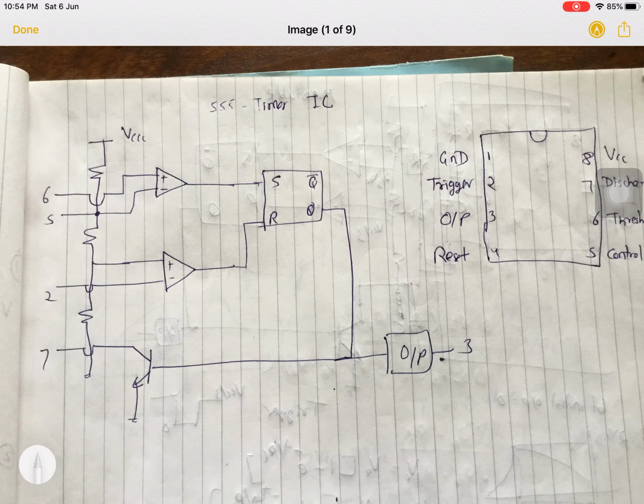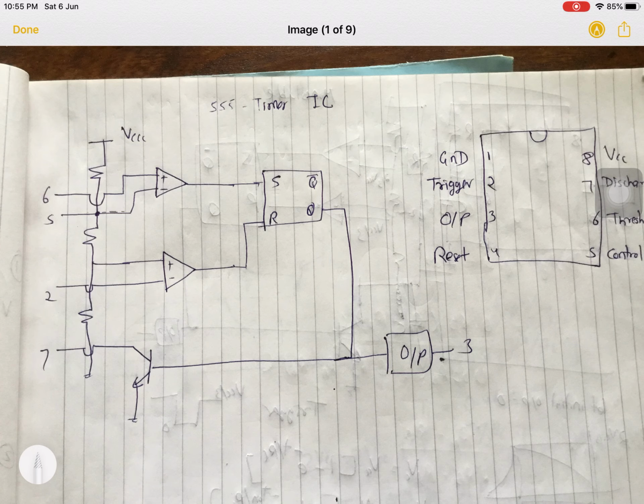The circuit is very simple. These two are op-amps. These op-amps will work in comparator mode, which is a non-linear application. This is the SR flip-flop. This is a transistor. This is the output. These two op-amps are used as comparators. So this is VCC and this is ground.